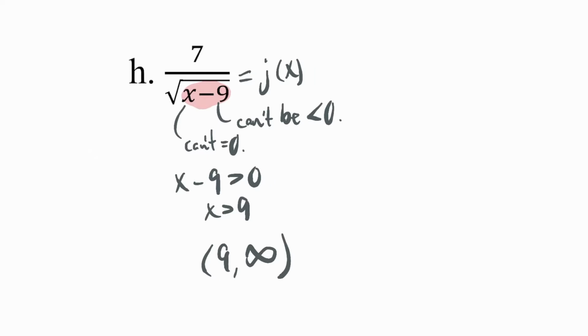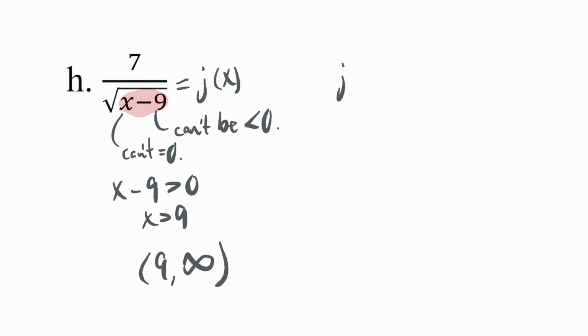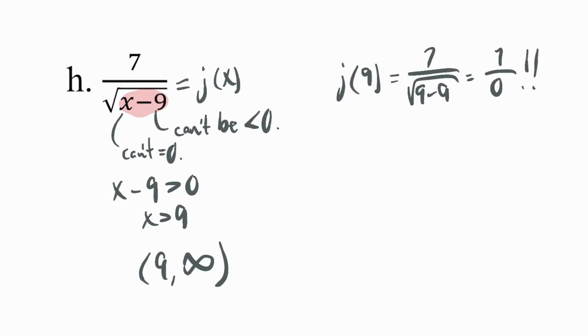And if you think about it, just to check, well, what's j of 9? J of 9, well, this is 7 over the square root of 9 minus 9. And again, I'm hesitating with this equal sign. Well, that's 7 over 0, and that doesn't work. You can't divide by 0, which is why we're excluding 9 in the interval.